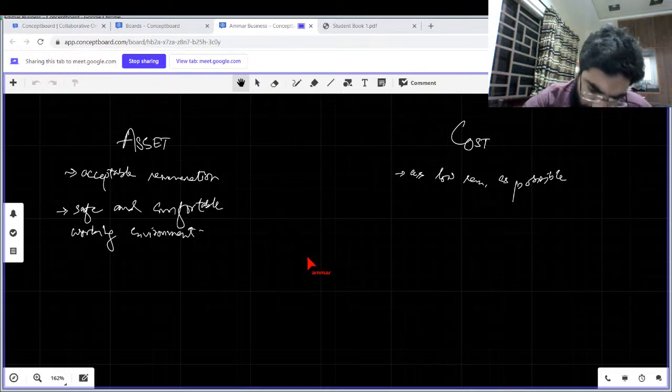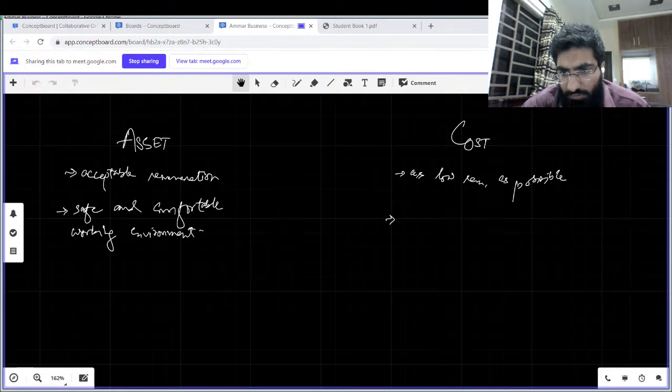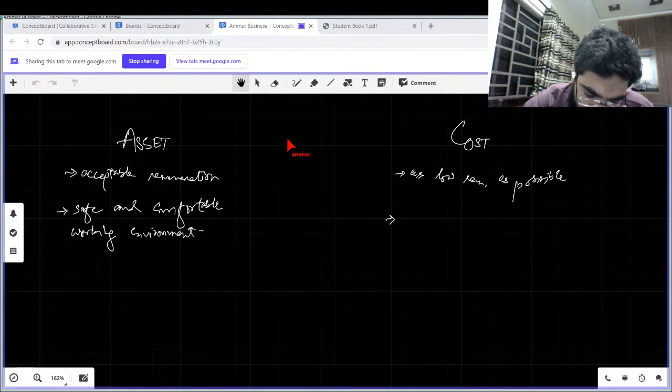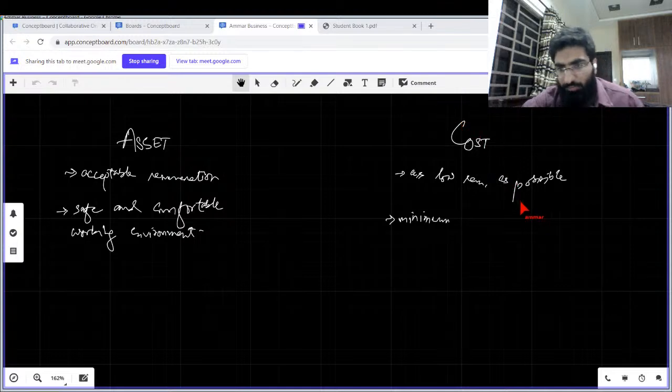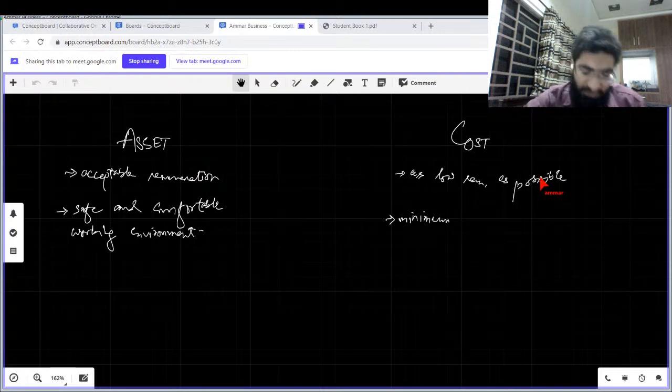In case of cost, there would be minimum legal employee rights. There are certain employee rights which you have to provide, as they have been legislated. So you'll just make sure that you provide enough rights to these employees so that there can't be a legal case against you.